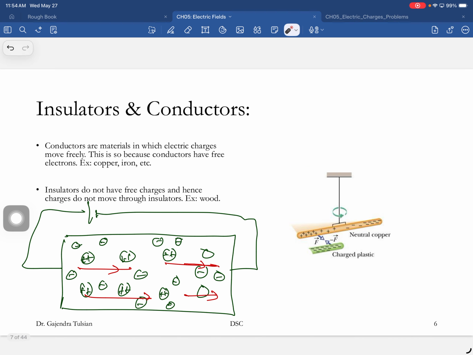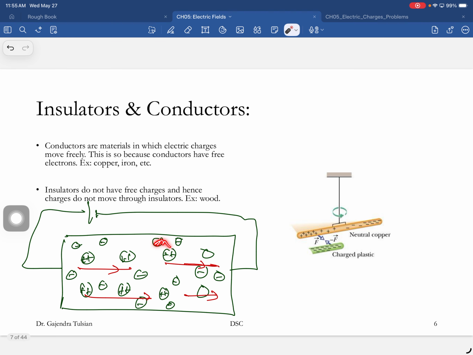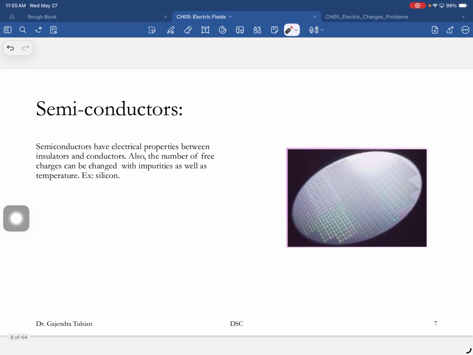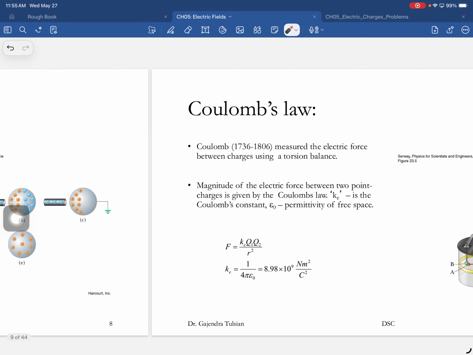So insulators are things that do not have free electrons. Conductors have free electrons. And semiconductors are materials that have in-between electrical properties. In addition, you can change the number of free electrons in semiconductors, depending on what kind of semiconductor you have, by adding impurities to the material and so on. We won't worry about that.